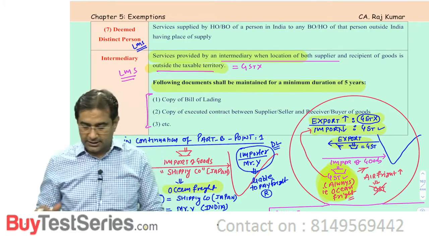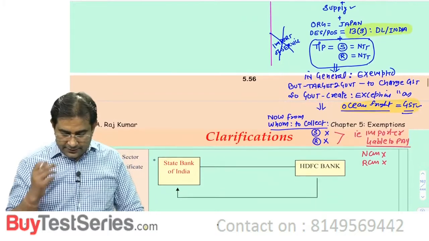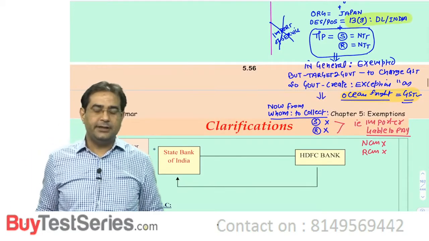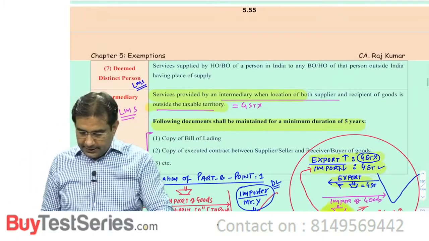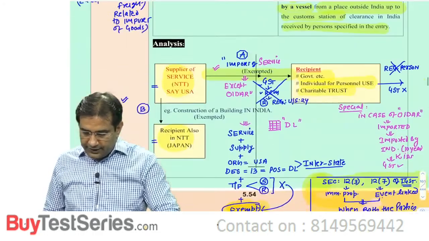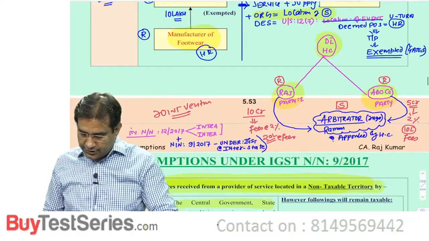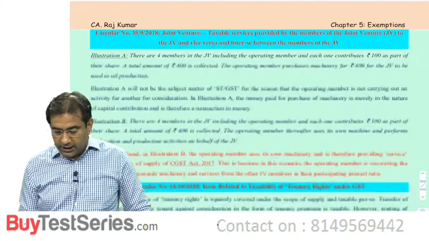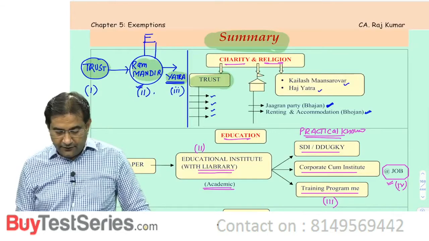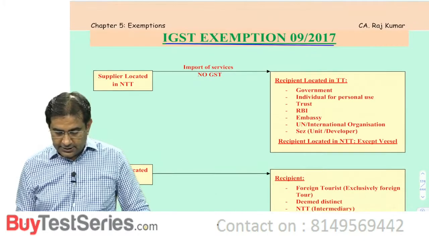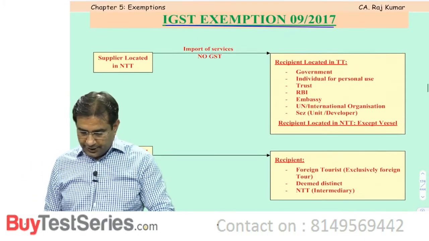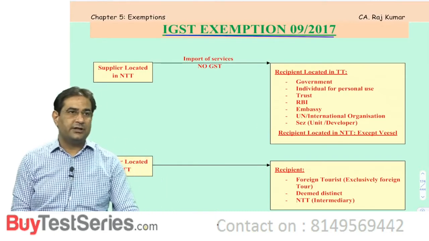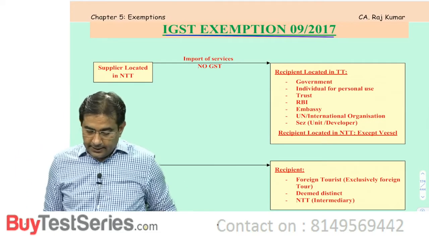Is it okay? Yeah. So here is the exemption that is contained in notification number 9/2017. Now come to the summary part. What is the final summary of the discussion that we have had today? IGST exemptions, 9/2017.